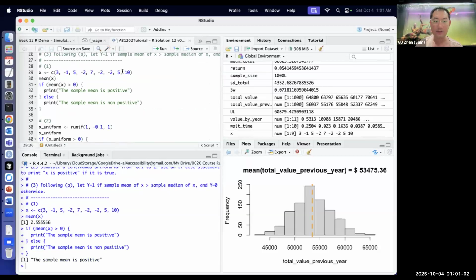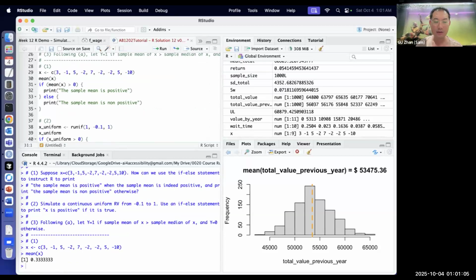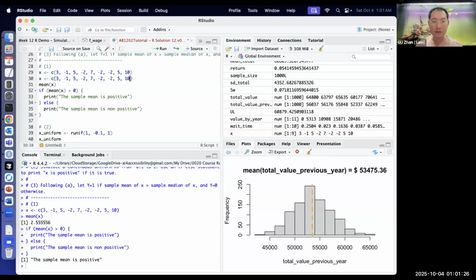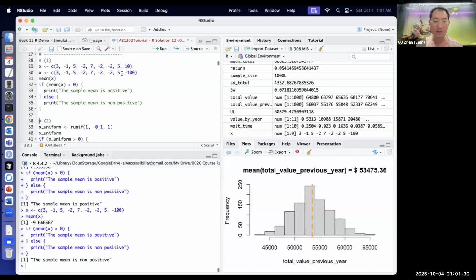If we have a negative 10 here, let's try this. The mean of X is still small. So let's say minus 100, then it definitely will get a negative mean value. Then we run it, and it prints the sample mean value is non-positive. So we will change it back to 10. Or we do this, minus 100. Minus 100, you have non-positive. So this one I comment out first, later you can use it.